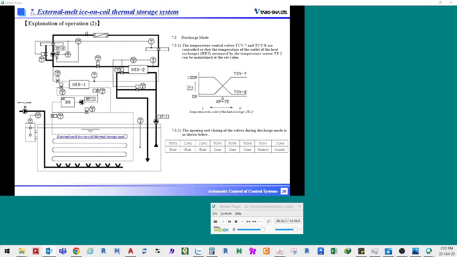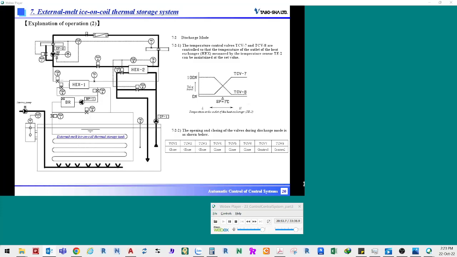As a result, the brine water heat exchanger is separated from the secondary chilled water pipeline. The brine chiller stops. The supply chilled water temperature during discharge mode is controlled based on the temperature TE2 of the outlet of the heat exchanger for chilled water and by the temperature indicating controller TIC2. Meanwhile, the amount of chilled water on the primary side is controlled by the temperature control valves TCV7 and TCV8 installed on the chilled water pipeline so that the temperature of the supply water can be maintained at the set value.